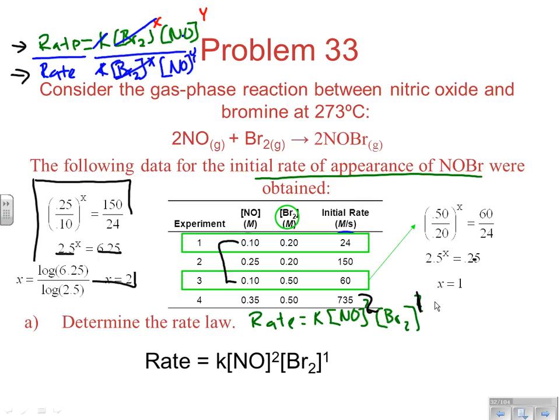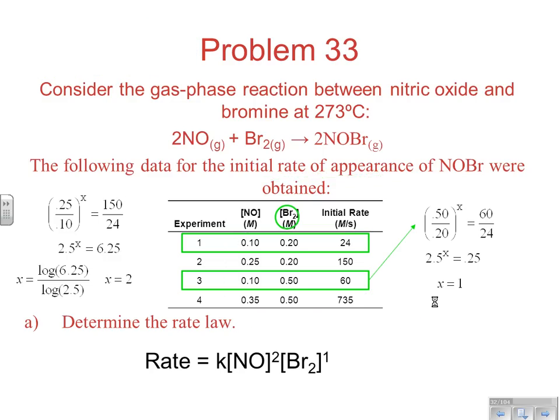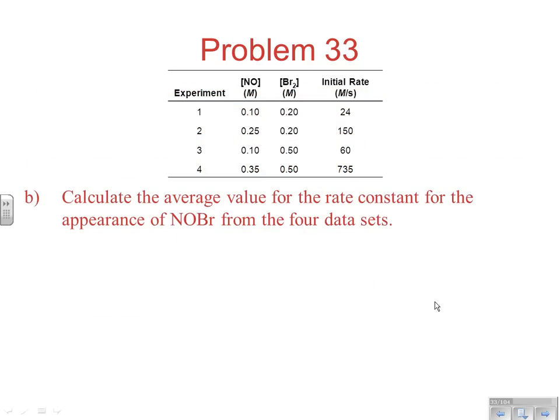So when you set up the rate law expression, you'd write rate equals k times the concentration of NO squared times the concentration of Br2 to the first power. Remember, you don't have to write the 1 there. I'm just writing it there to make it obvious. So that would be part A, determining the rate law. Now, that's typically the first thing you do with these problems is determine what the rate law is.